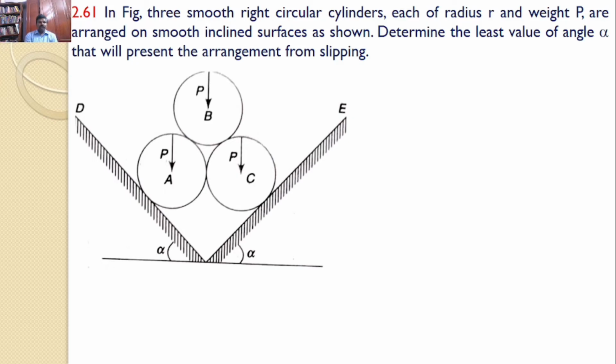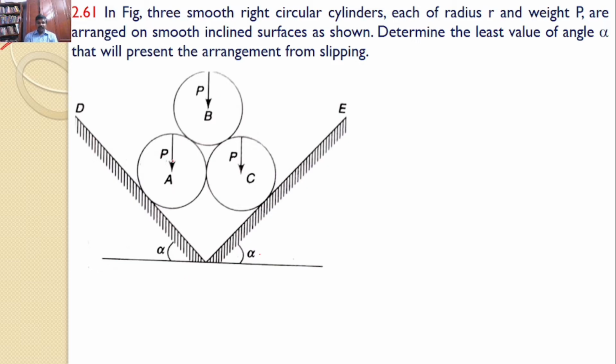Timoshenko. In this tutorial, we will discuss problem set 2.4 and problem number 2.61. In the figure, three smooth right circular cylinders, each of radius r and weight P, are arranged on smooth inclined surfaces as shown. Determine the least value of alpha that will prevent the arrangement from slipping. To avoid the slipping, what is the value of alpha that we need to identify?